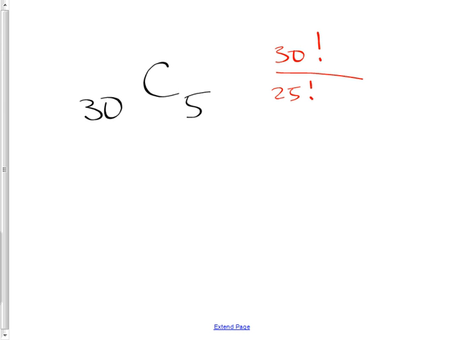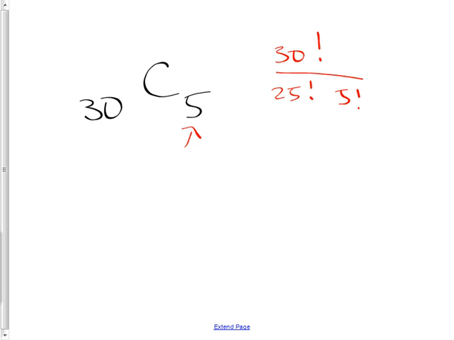So there were 30 of us, C5. All right, if you were going to do this problem, you'd need the other formula, which is a lot like it. It goes 30 factorial over what? 30 minus 5, which would be 25 factorial. And then, because it's a C problem, an extra what? An extra one of those, 5 factorial.